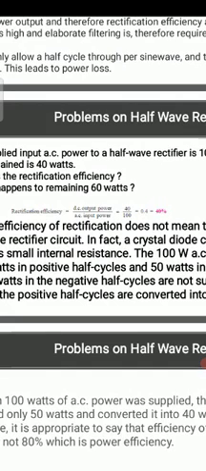In the given problem, the output power is 40 watts and the input power is 100. So 40 by 100 is 0.4. The rectification efficiency is 0.4, and the rectification efficiency percentage is only 40%. The remaining 60%, what happened to it?